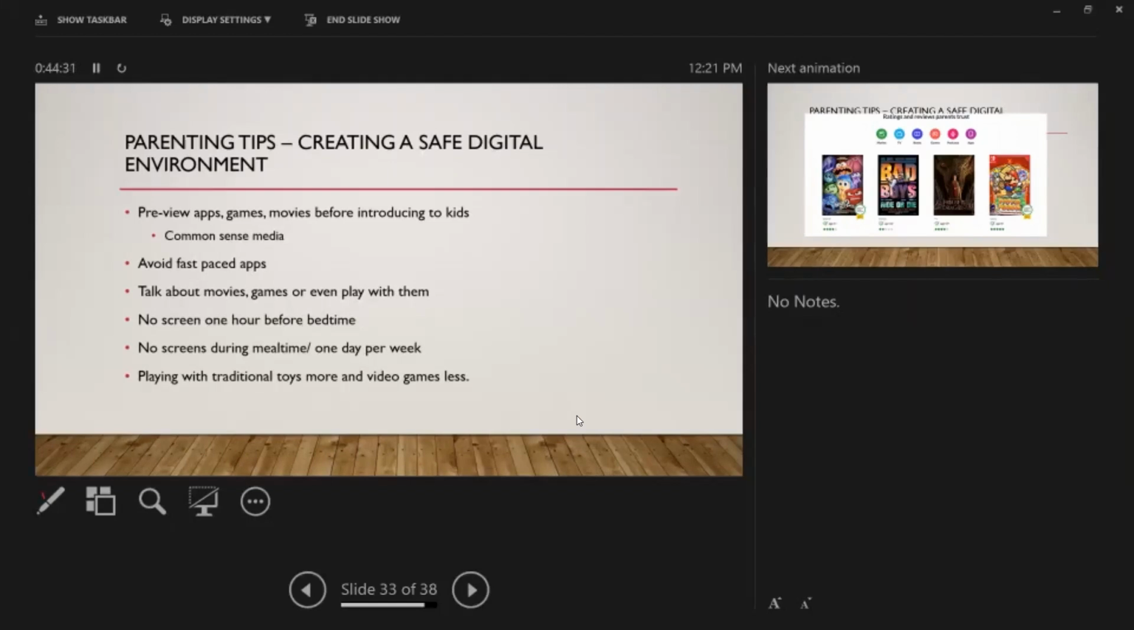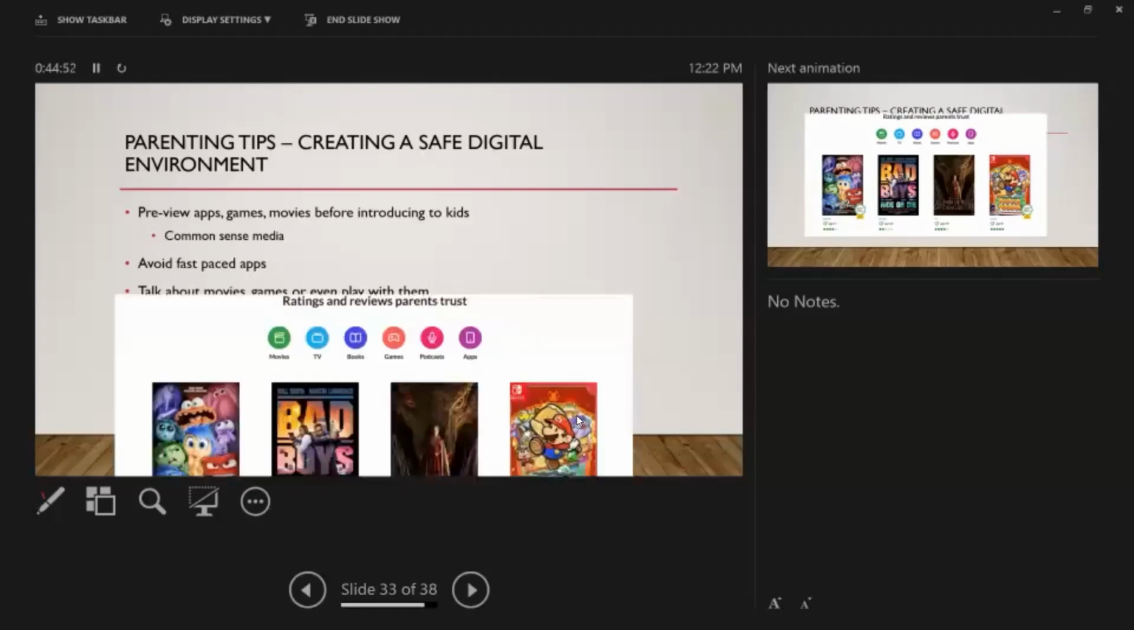No screen during meal time. And it's better if you can have 1 day without screen. Out of 7 days, you can tell the child, you can enjoy screen for 6 days, but 1 day there should be no screen. People are laughing, that's not practical. Playing with traditional toys more than video games is another option.